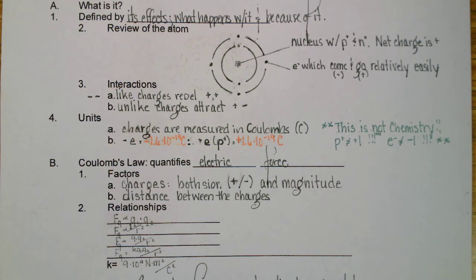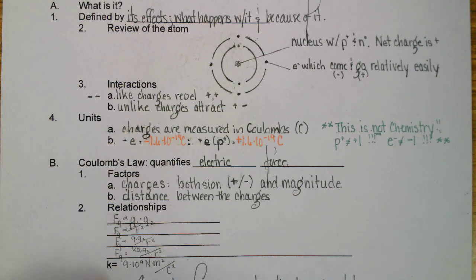And the constant is K. So F sub Q is equal to K Q1 Q2 all over R squared. K is 9 times 10 to the 9th newtons times meter squared over Coulomb squared. Work through why it has to be Newton times meter squared over Coulomb squared. Where do those units come from for my constant?